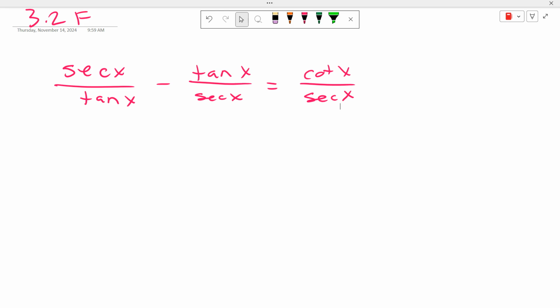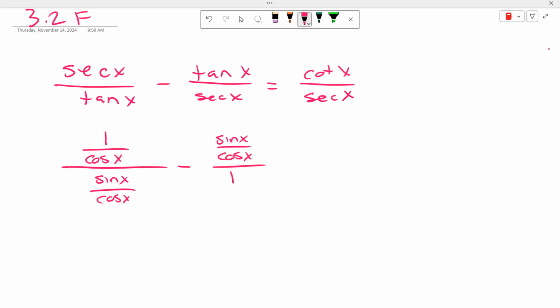Let's get that far. Now, secant is 1 over cosine of x. Tangent is sine of x over cosine of x. Minus tangent is sine over cosine. Secant, we said, was 1 over cosine.